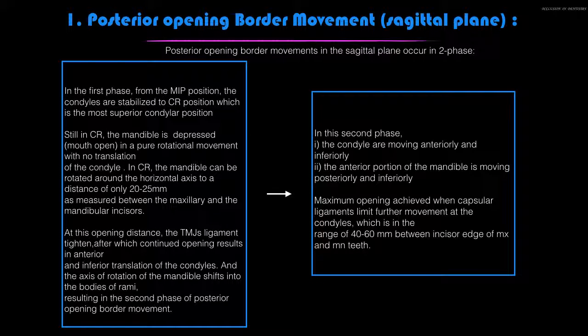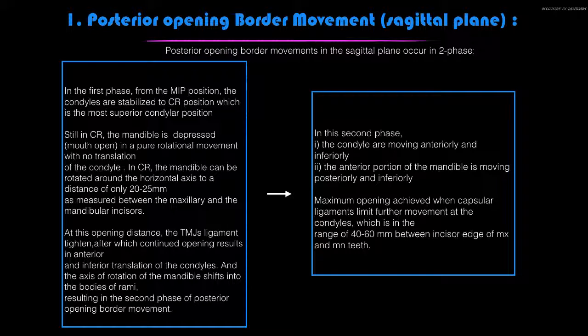Posterior opening border movements in the sagittal plane occur in two phases. In the first phase, from the maximum intercuspation position, the condyles are stabilized to CR position, which is the most superior condylar position. With the mandible still in CR, when the mandible is depressed, the movement is a pure rotational movement with no translation of the condyle.